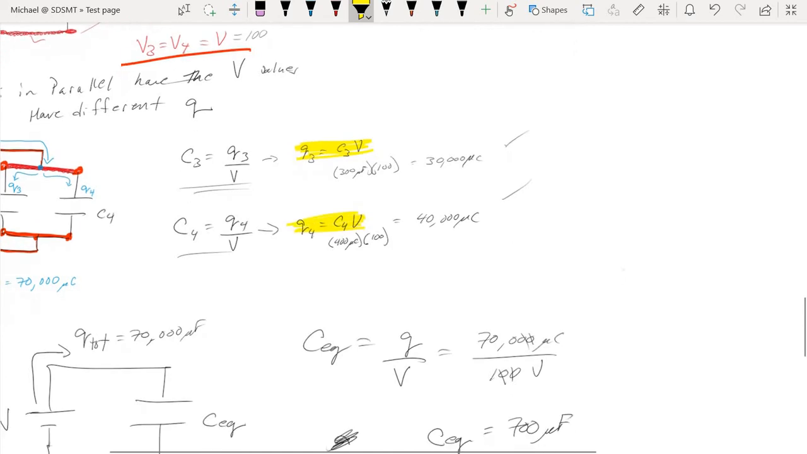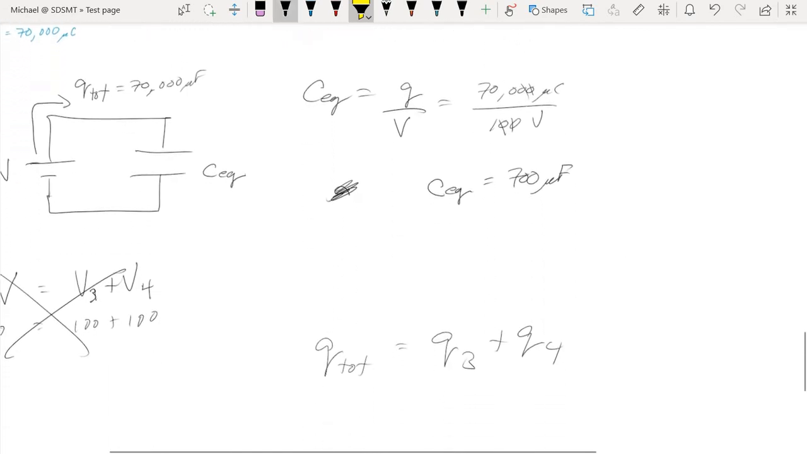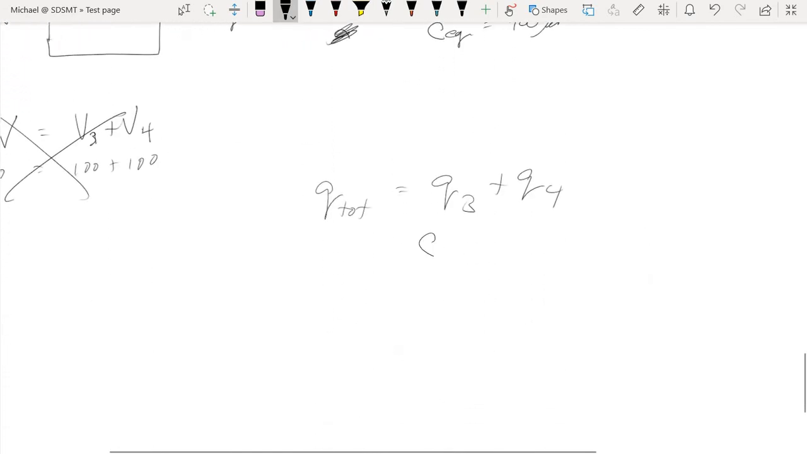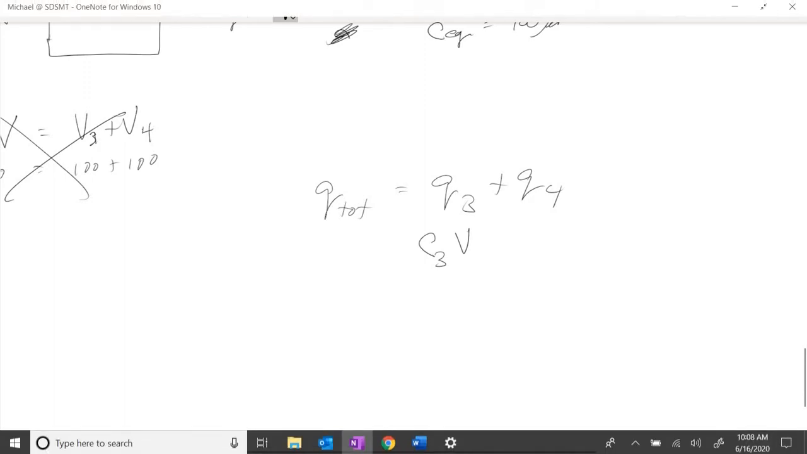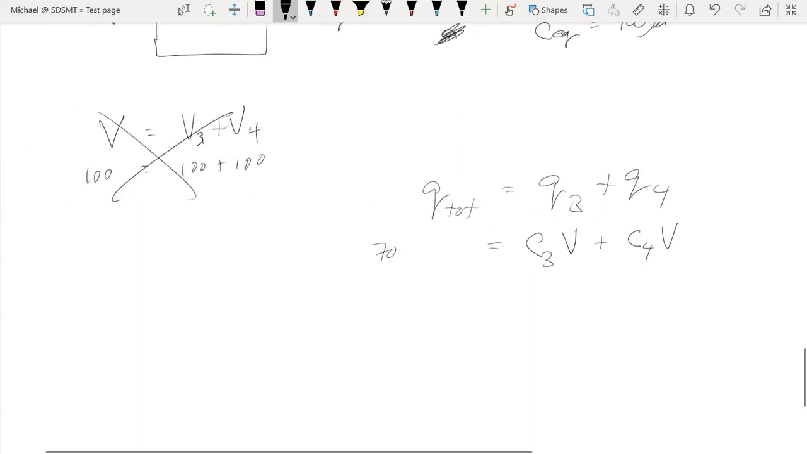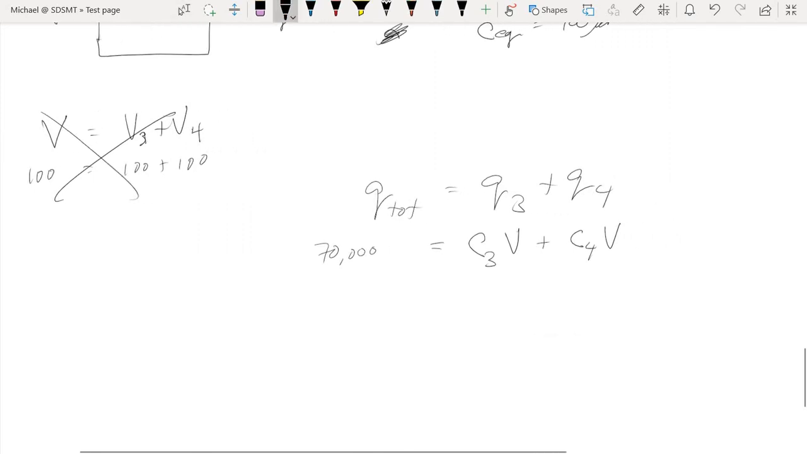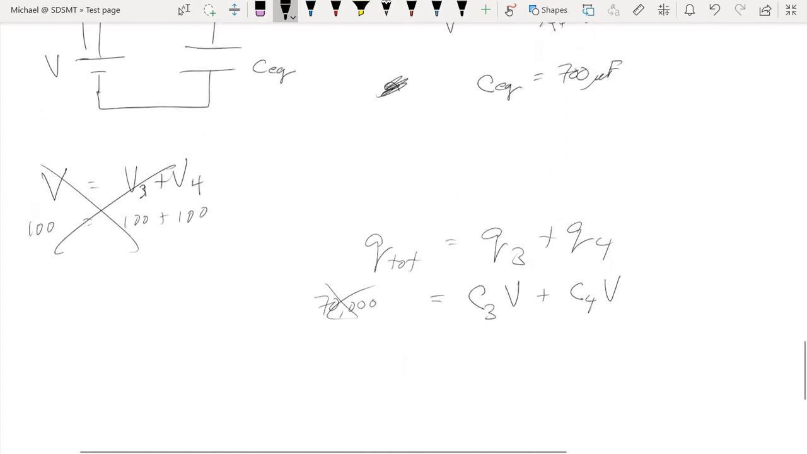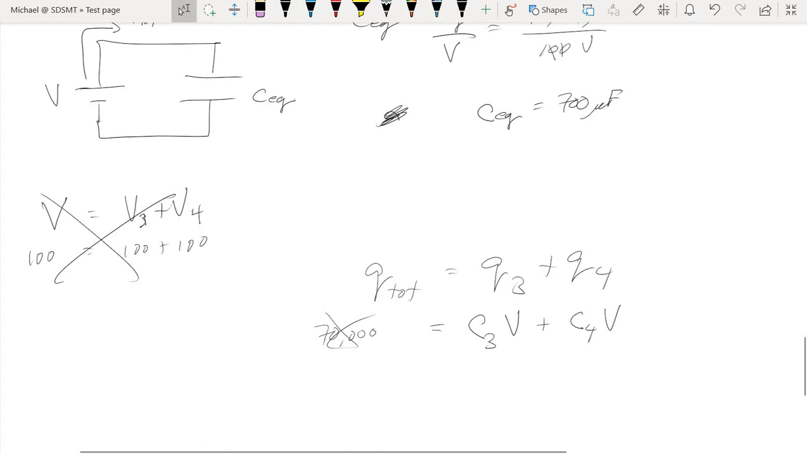expressions for each. We know that Q3 is equal to C3 times the common potential V. We know that Q4 would be C4 times the common potential V. And that has to equal 70,000, right? Correct, except you don't get to use that value. We're going to pretend we don't know what that value is. Well, how else am I supposed to fill in the gaps here?